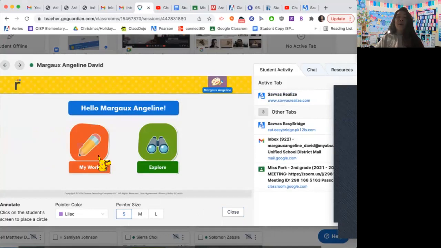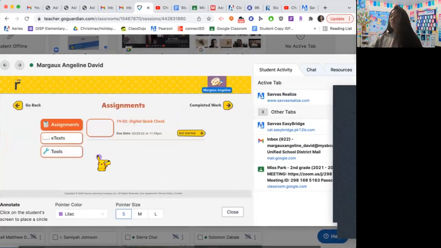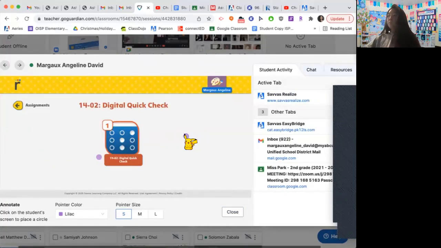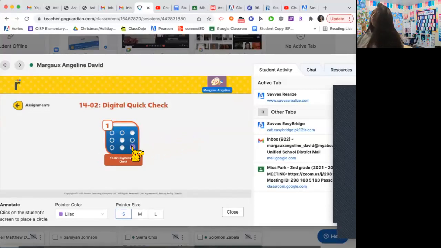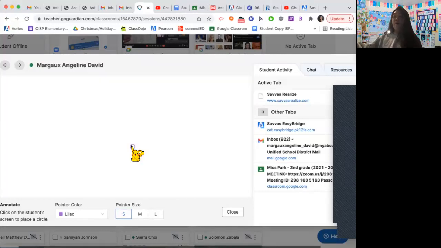And then you're going to click on My Work. And then you're going to click on Get Started. Miss Park, I'm done with my sentence. Okay, perfect. So now you're going to work on your digital quick check. So click on that, Margot. And you guys are going to take your digital quick check on your own. I want to see how well you know your math.